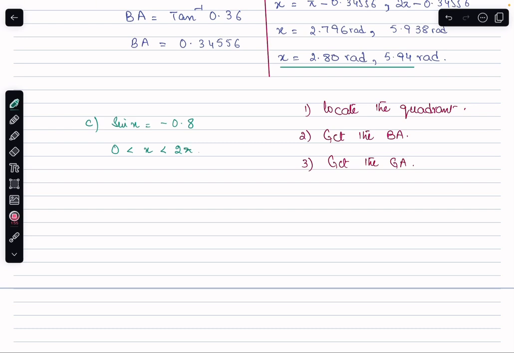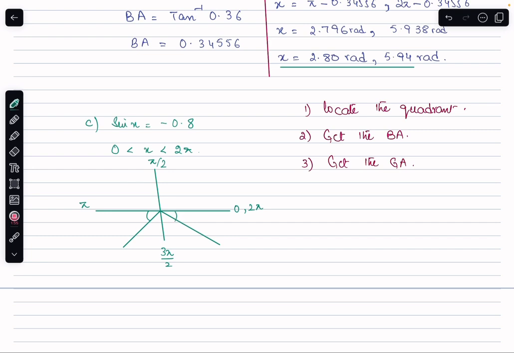So the first step to solve this equation is to locate the quadrant in which the sine ratio is negative. We know that the sine ratio is going to be negative in the third quadrant and also in the fourth quadrant here. So these are the two rotation values which we shall be having. It's 0, pi by 2, pi, 3 pi by 2, and then finally 2 pi. So these are the axes values that we have. We have located the quadrant. The first step is done.